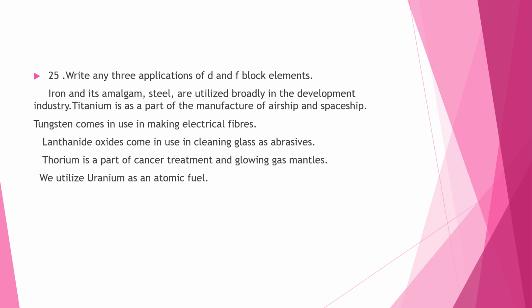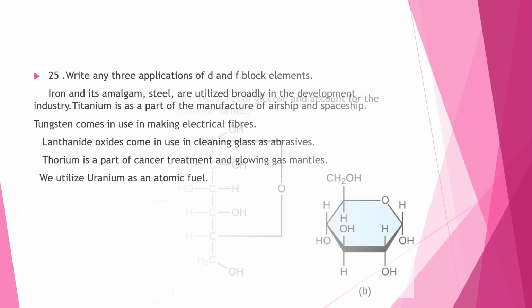Question number 25, write any three applications of d and f block elements. There are so many applications we can find. We can write iron and its alloys, steel, utilized broadly in the construction industry. Then titanium is used in the manufacture of airships, tungsten in electric filaments. In f block elements, lanthanide oxides are used in polishing glass as abrasives. Thorium is used as a part of cancer treatment, and uranium is used as a very good atomic fuel.